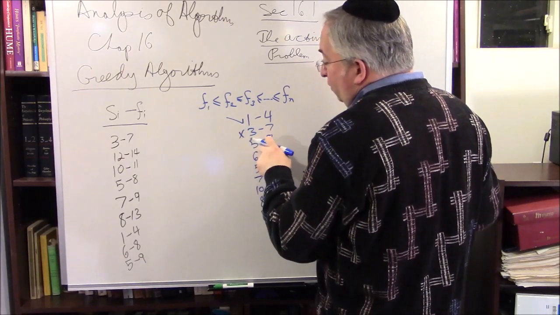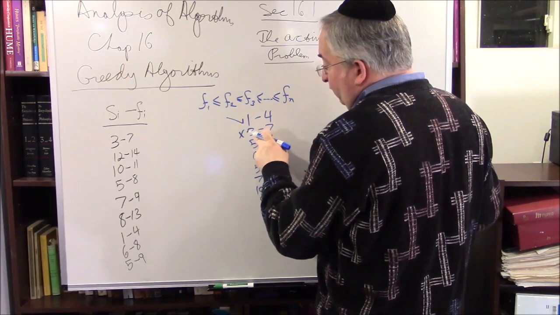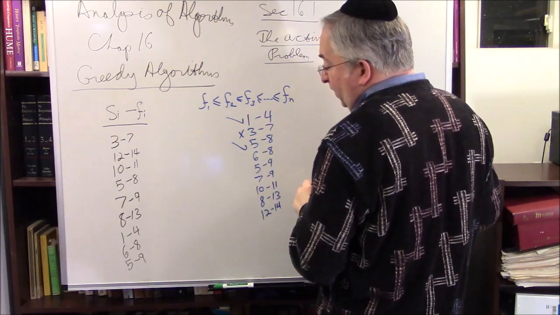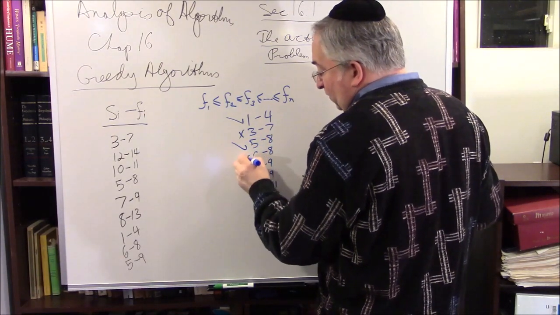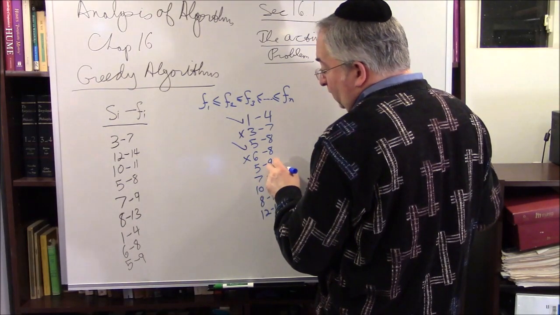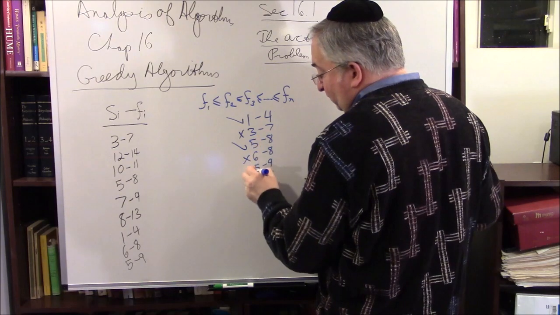Okay, great. You're going to grab 1 through 4. You're not going to be able to do 3 through 7, but you can do 5 through 8. So grab 5 through 8. 6 through 8 you can't do. 5 through 9 you can't do either, because you did 5 through 8.